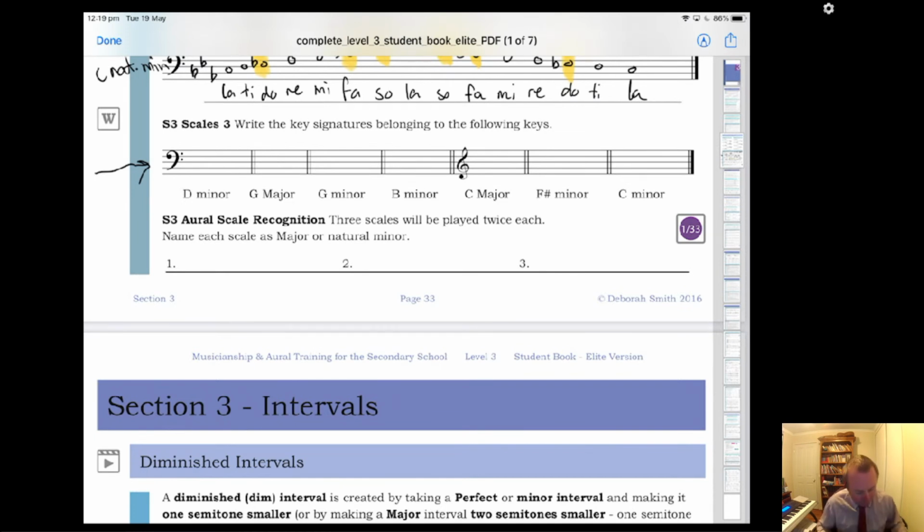So that was scale number 1. There you go. Okay, so scale 3.